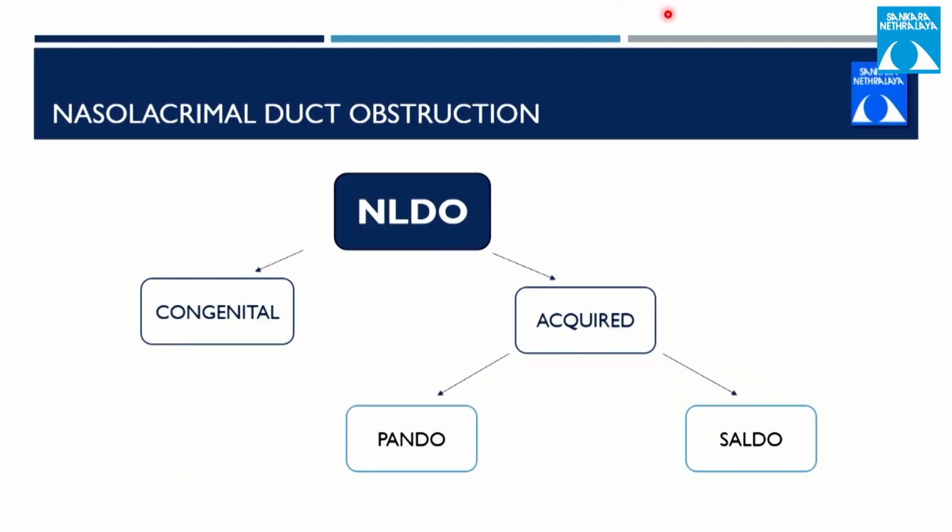So NLDO. When do you think the pump can be affected in any situation? Right. The pump mechanism is primarily because of the orbicularis, so facial palsy, or with age also the pump mechanism can be affected.